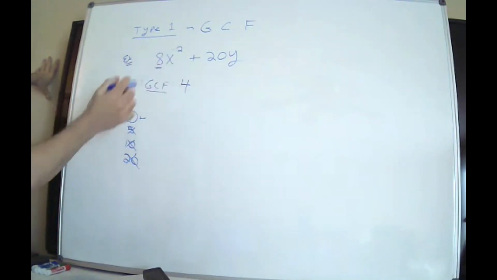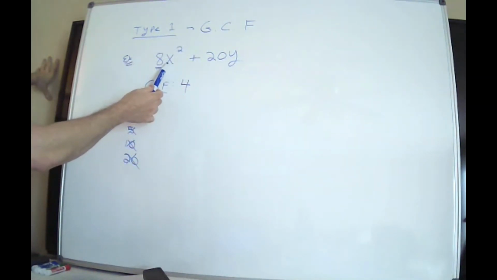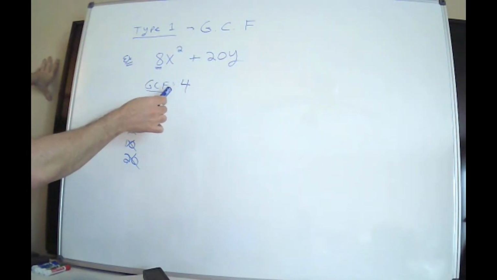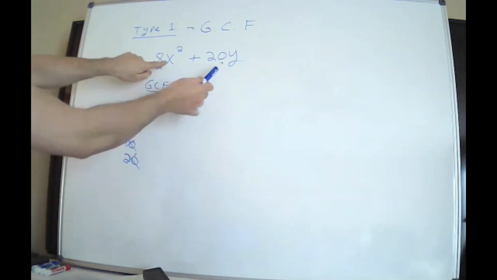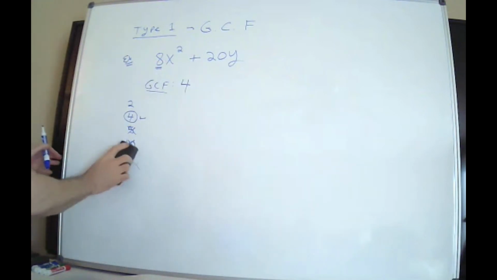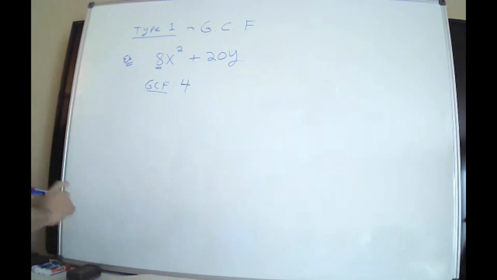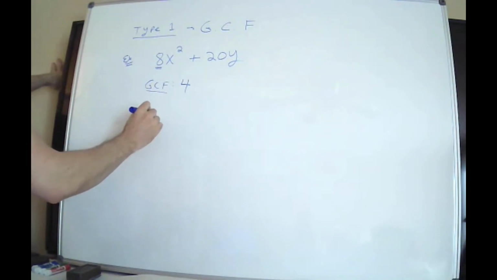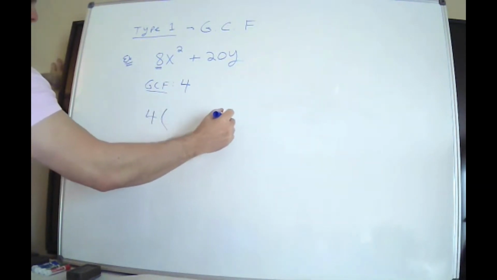Now I have to see if they have a letter in common. He's got x, no x. He's got y, he's got no y. They don't have a letter in common. Unless the letter appears in both of them, there's nothing you can do. So the notes say, take the GCF and put it in the front and put big parentheses.